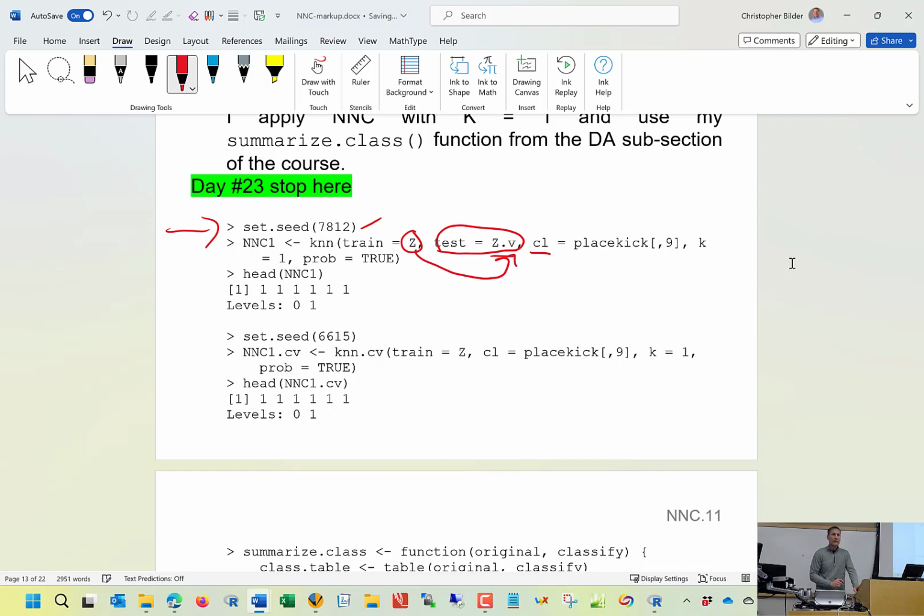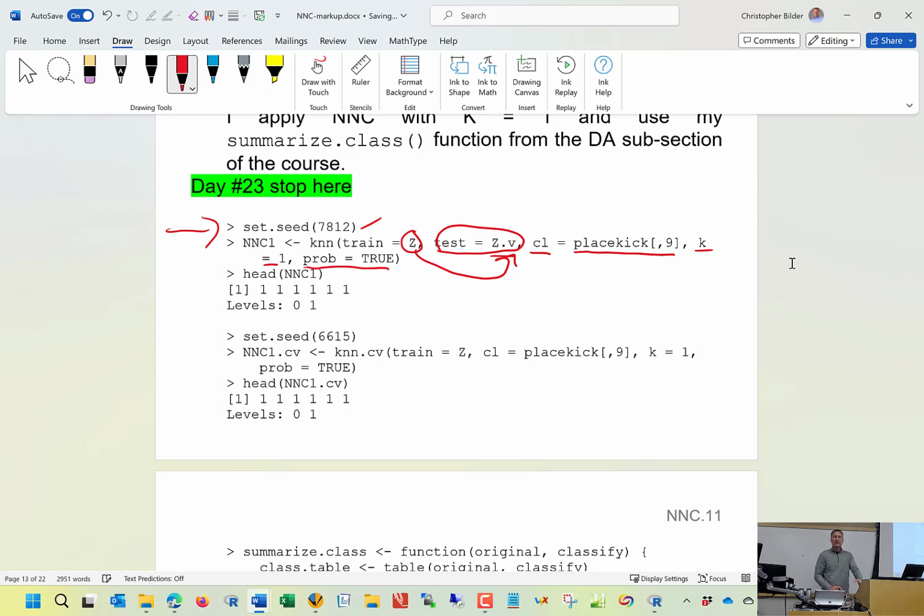Now, CL stands for classifications, meaning for your original training data set itself, for each observation, was it a success? Was it a failure? In other words, the actual groupings. And that just so happens to be in the 9th column of place kick. I'm going to use K equal 1 nearest neighbors.